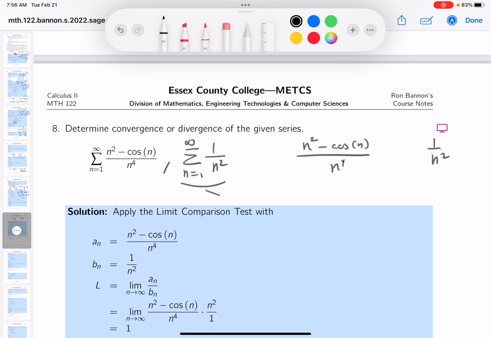And what about this over here? It's a convergent p-series. All right, what are you going to do? Limit comparison test. Let's write it down.